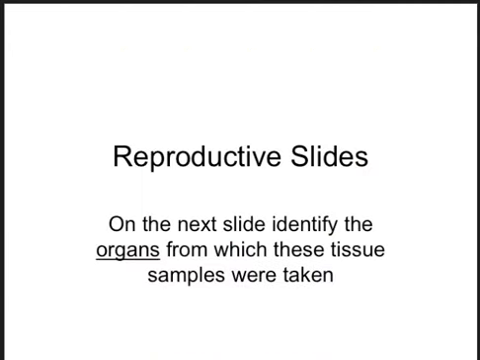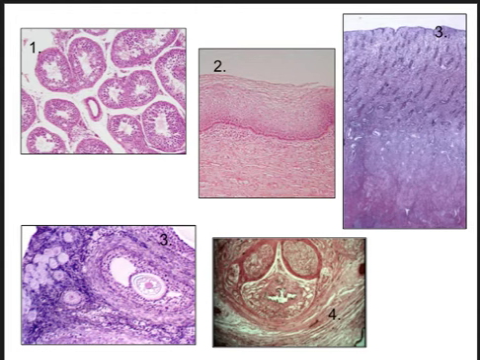Okay, next we're going to be looking at some reproductive slides. The question is, from what organ are each of these slides taken? Well, 1 is taken from the seminiferous tubules. 2 is taken from the vagina. 3 is taken from the ovary. And 4 is a cross-section through the penis. This is the urethral opening. These are the corpora cavernosa. This is the corpus spongiosum.